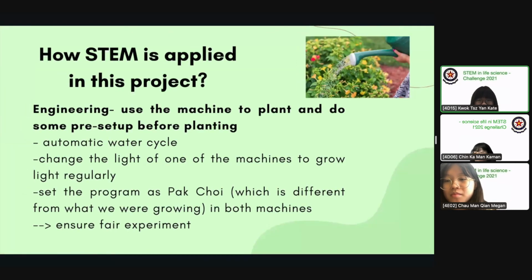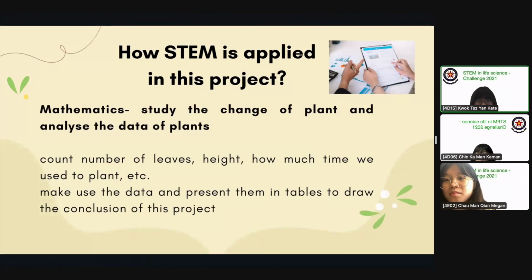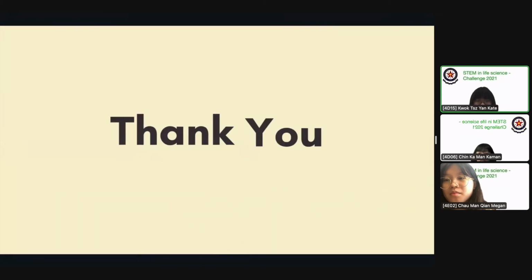For engineering, we use the machine to plant and do some pre-setup before planting. One of them is setting the program as pak choi, which is different from what we were growing in both machines to ensure fair experiment. For mathematics, we study the change of plants and analyze the data. The data is then used to draw the conclusion of this project. This is the end of our presentation.